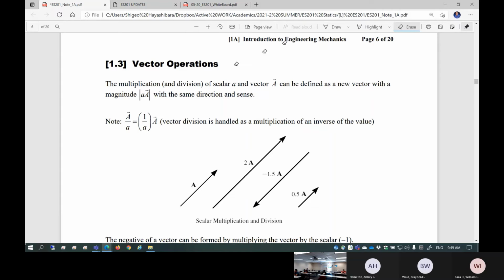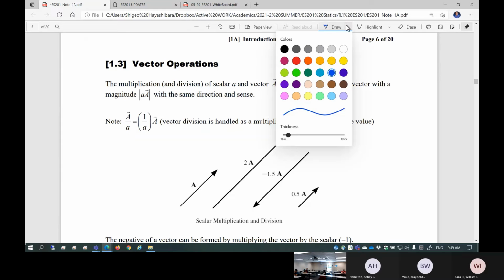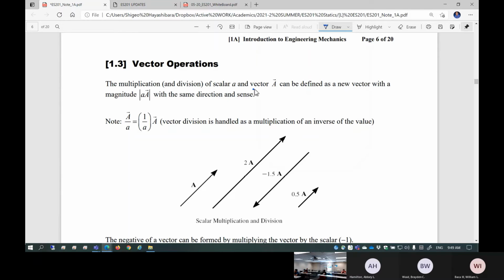Let's take a look at multiplication and division to begin with. If you want to multiply a vector A with a scalar lowercase a, you can do that easily. The magnitude is A times a. So you take the magnitude of vector A and multiply its value by the scalar a you're multiplying with. That is going to be the magnitude. And the direction is the same. It never changes the direction.